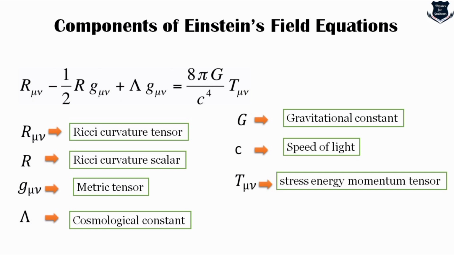stress-energy-momentum tensor. Because this video is concerned with relativity, we will be learning about the Ricci curvature tensor, the Ricci curvature scalar, the metric tensor, and T mu nu, that is the stress-energy-momentum tensor. The gravitational constant, speed of light, and the cosmological constant I'm avoiding so that it does not become too lengthy, and we will deal with them in another part of the video. So these are the components of Einstein's field equations, and the ones underlined in red are the ones we are going to learn in this video.